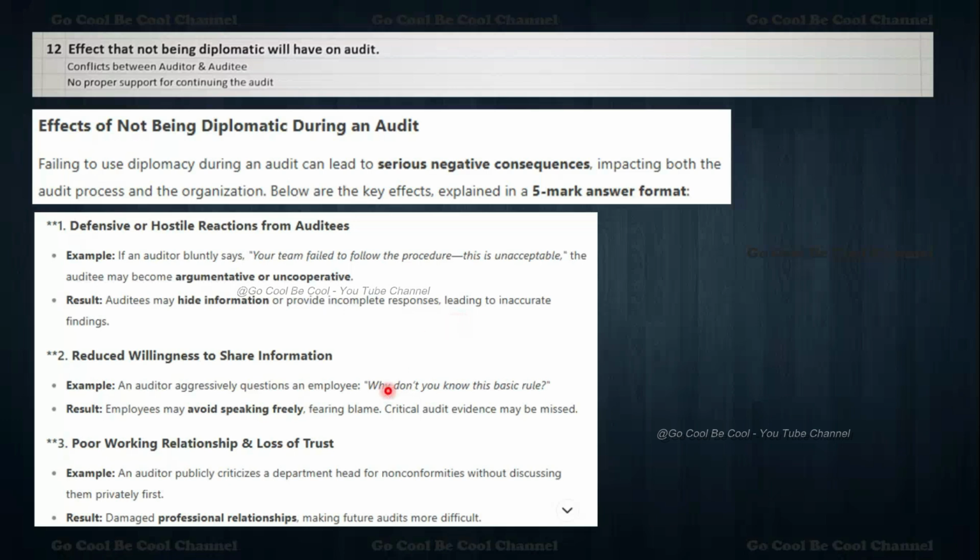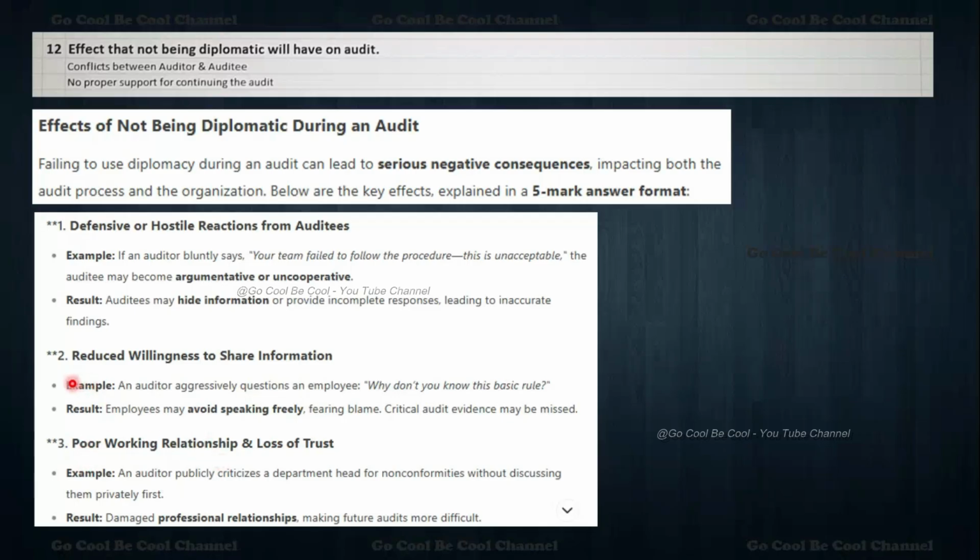You don't get evidence, you don't get any document to prove what you have observed in the EMS. They don't provide you anything, and they don't even let you enter their premises. First of all, this will happen. So always be polite, honest, and make sure your points are written very clearly. Second, reduced willingness to share information; this is going to happen generally. Third, poor working relationships and loss of trust also happen.